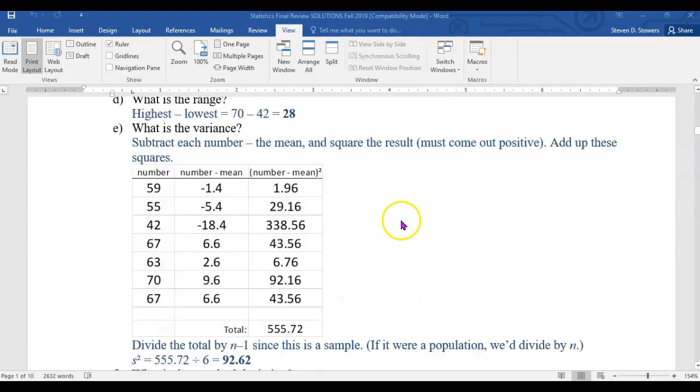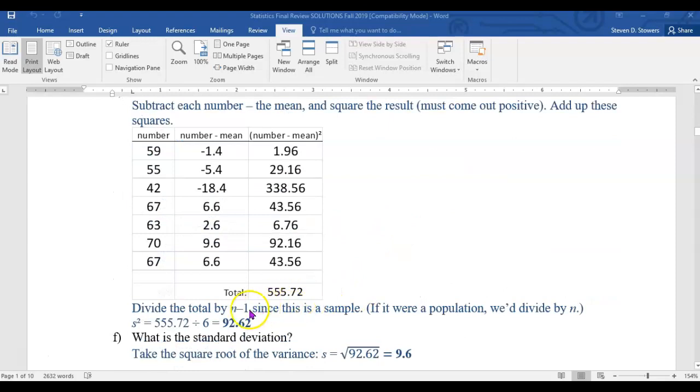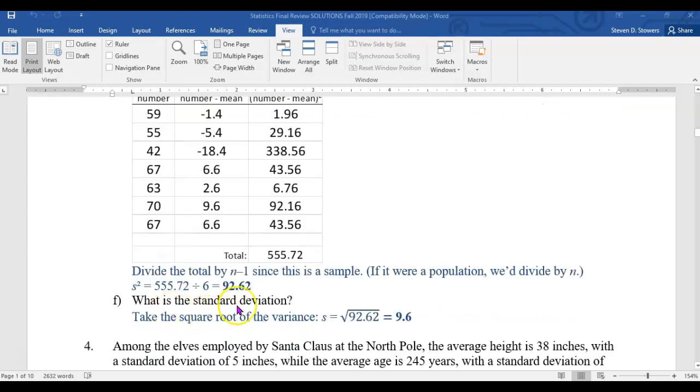Now it did say this is a sample, so we divide this total by n minus 1. Here the n stands for how many numbers there were, which was 7. So I'm dividing by 6. So 555.72 divided by 6 is 92.62. So that number is the variance. And then to get the standard deviation, I take the square root of that number. And that comes out to be about 9.6. So that is the standard deviation.